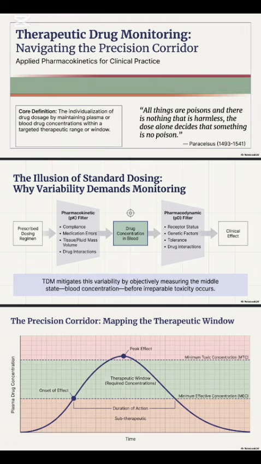Now, this is where TDM comes in. It mitigates this variability by objectively measuring the steady state blood concentration before toxicity comes, so you don't have toxicity or subtherapeutic effects.